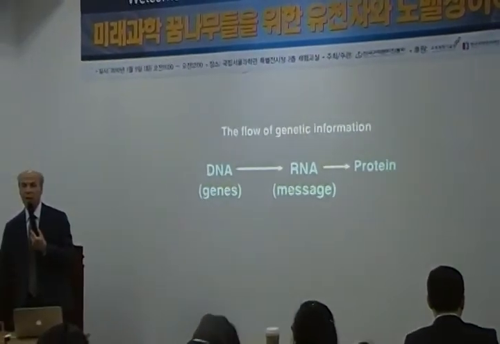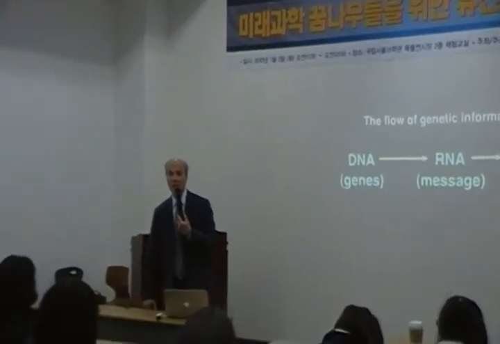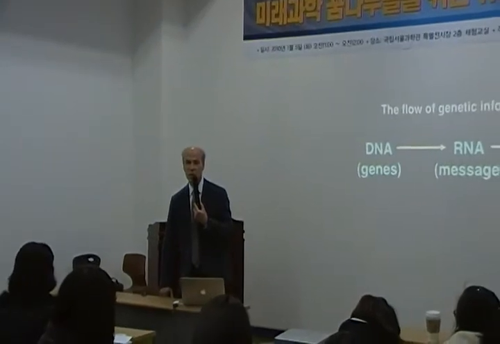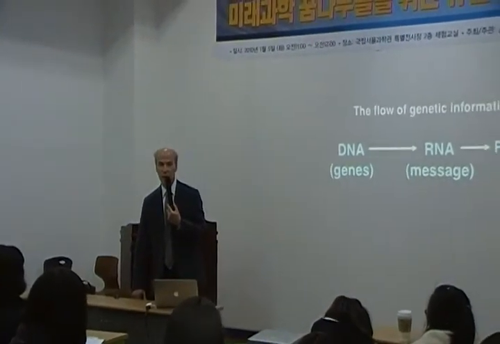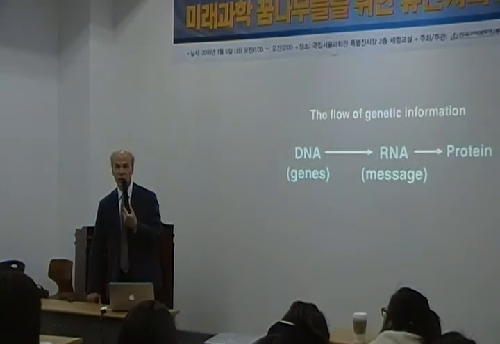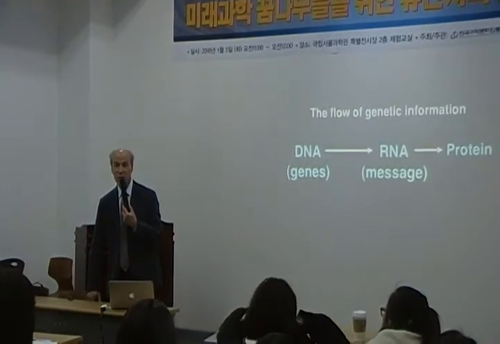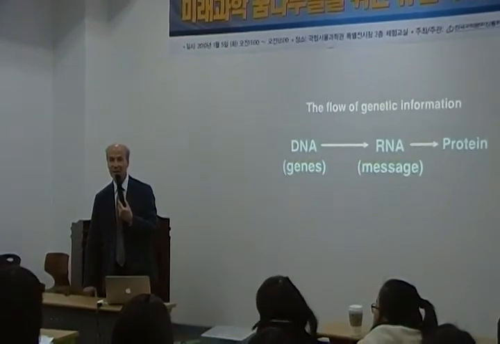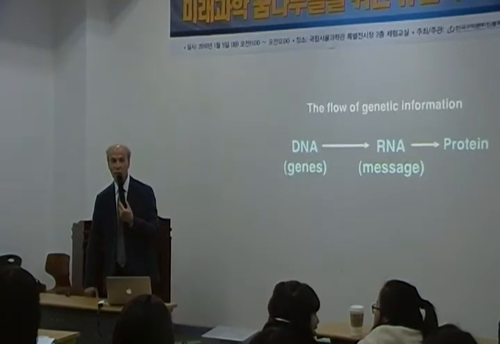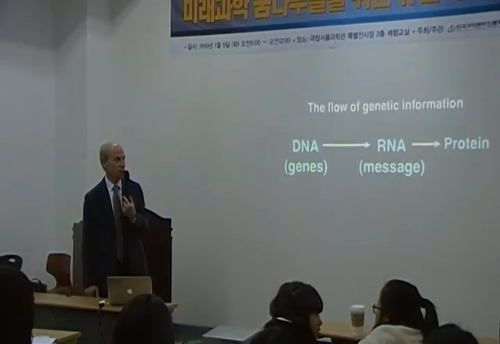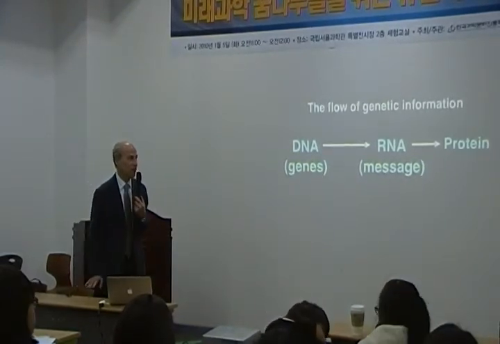The answer is that cells can turn genes on and off. A nerve cell can turn on the genes, can use the information needed in a nerve cell, and turn off the information needed to make a muscle cell.